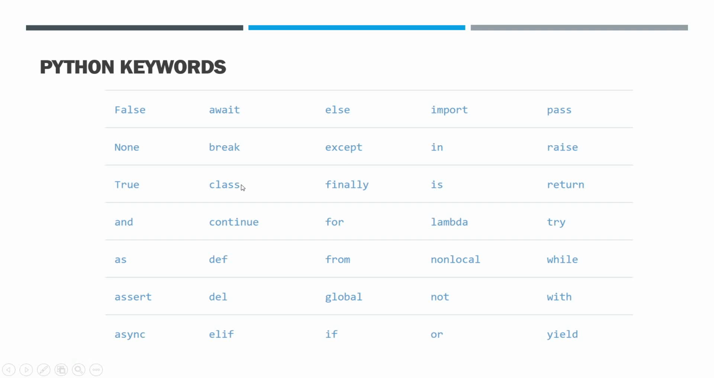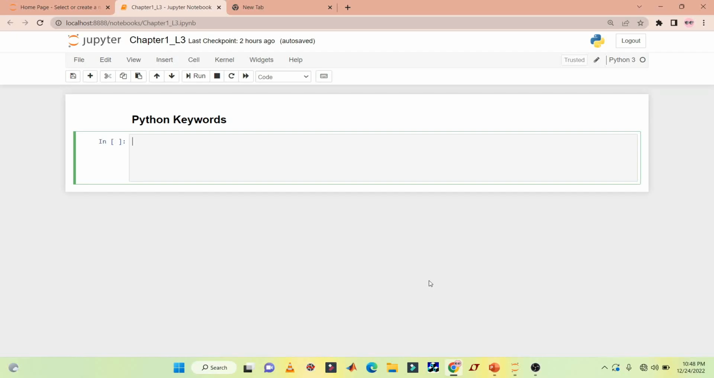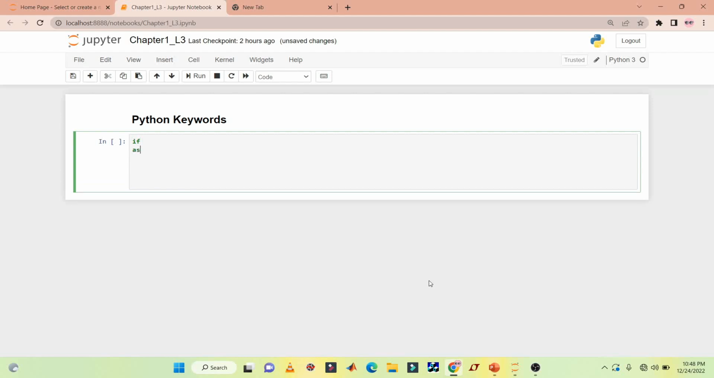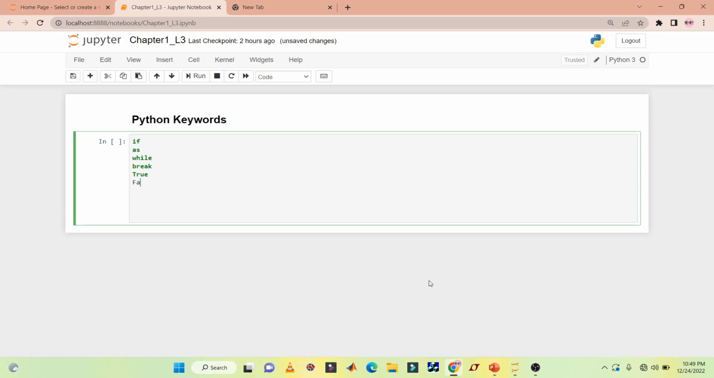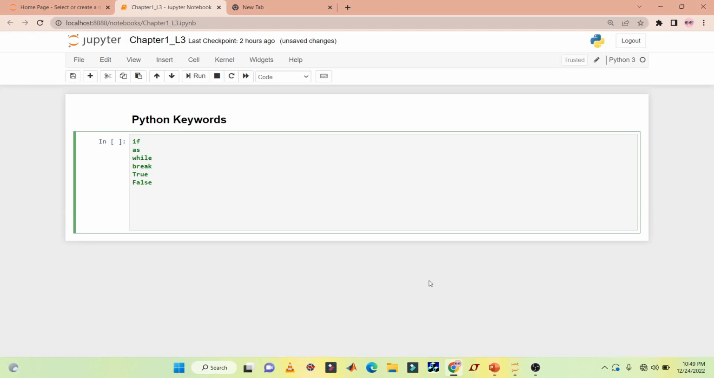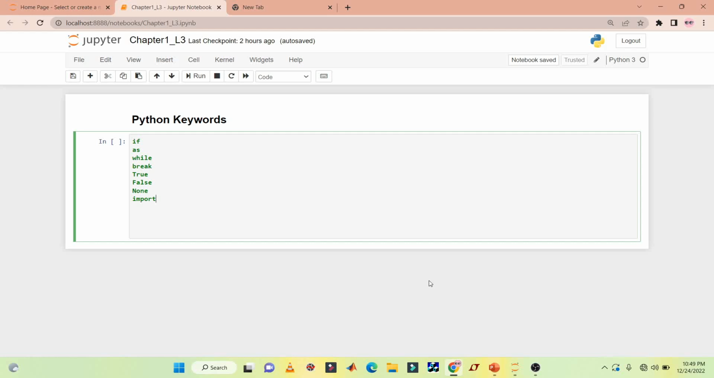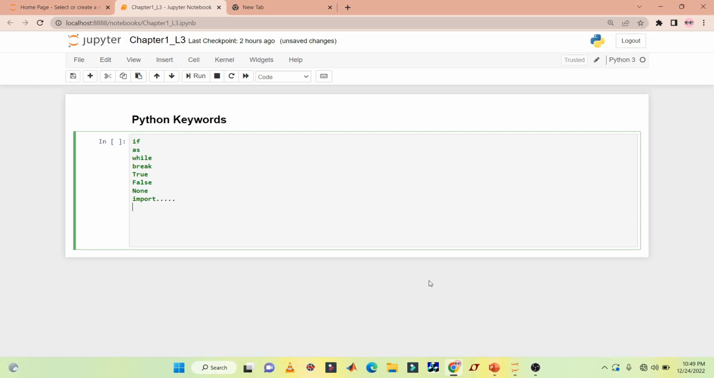So now let me type some of the Python keywords. If, as, while, break, True, False, None, import, and so on and so forth. One thing you can observe is there is a color change for these particular words. If I type any other word other than the keywords, the color change will not happen.